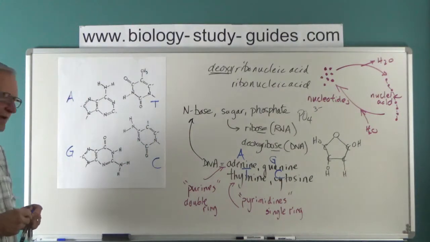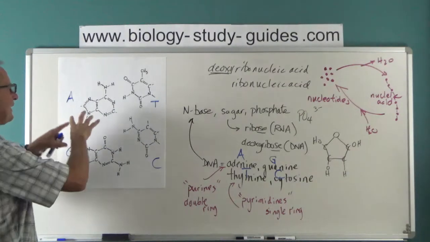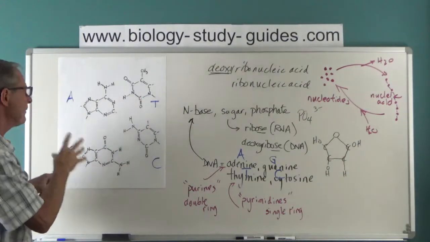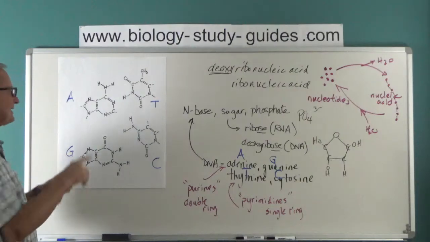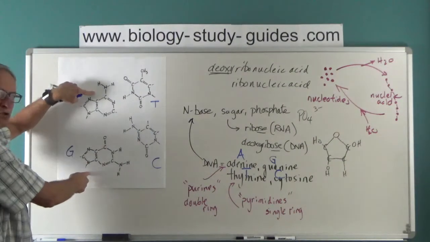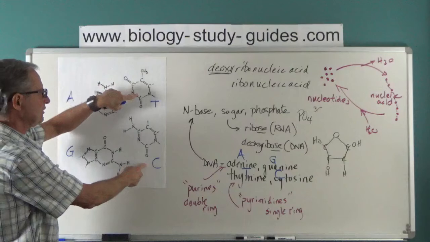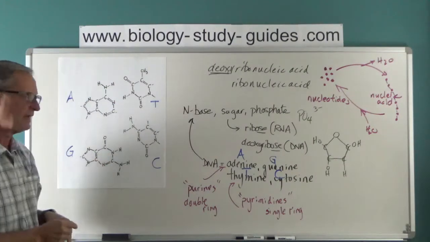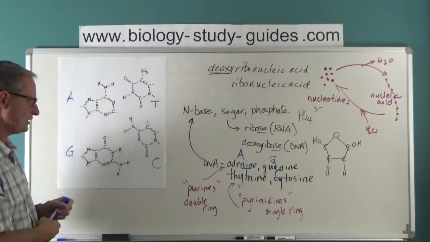Like I say, it's not that important that you know the actual chemical structures of these things, but it's extremely important that you recognize that A and G are both double ring structures, purines. C and T are both single ring structures, pyrimidines. And I'll come back to that in just a minute.